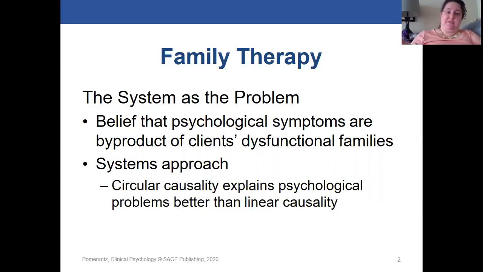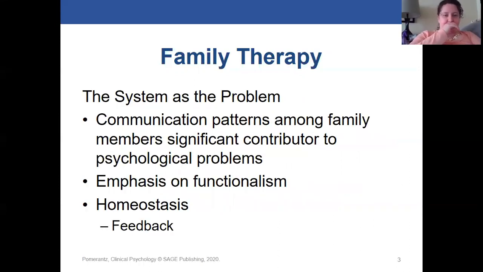So the psychological symptoms that any member of the family is experiencing, but particularly those of the identified patients, are a byproduct of clients' dysfunctional families. So the systems approach looks at circular causality. It's not like one thing causes the other, causes the other, causes the other. That's linear causality. It's like these things kind of go around in circles, they all kind of interact, right? It's recognizing that it's a little more complicated than that. So communications among family members, especially the patterns of communications, are a significant contributor. So we're going to talk about that as we go through.